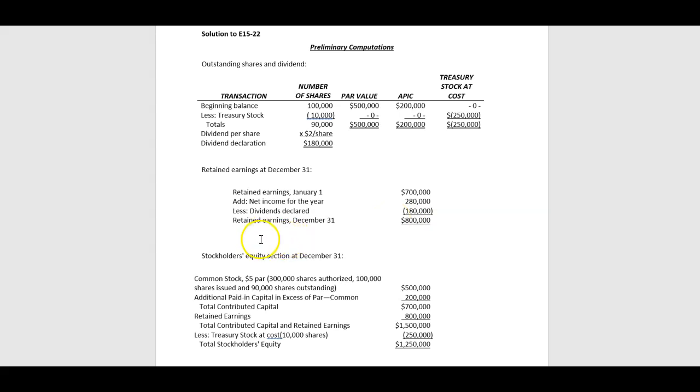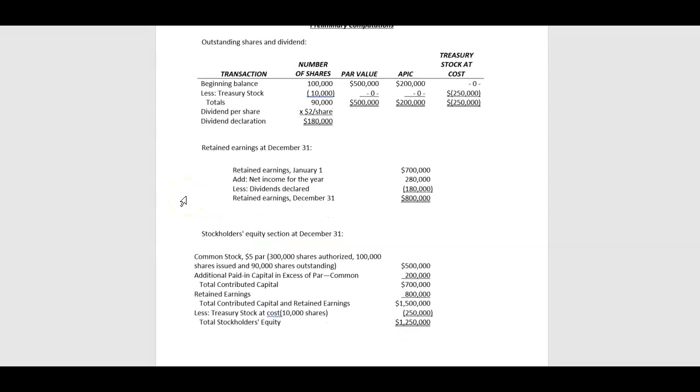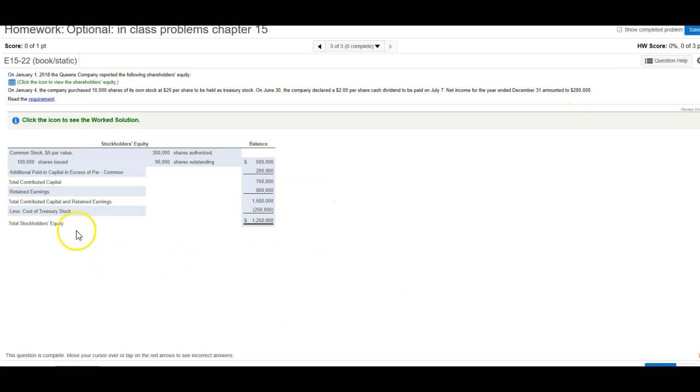I'll tell you what, this problem has bothered students in the past, but there's only a couple different transactions that affect it, and then our big thinking part is how it affects our ending balances over here. So it's not as bad as it looks when you first start. And there's your answer to our in-class problem, and you have an algorithm on your homework.